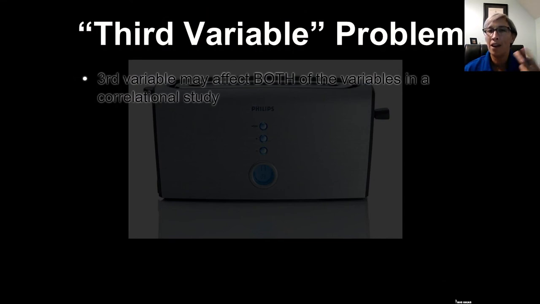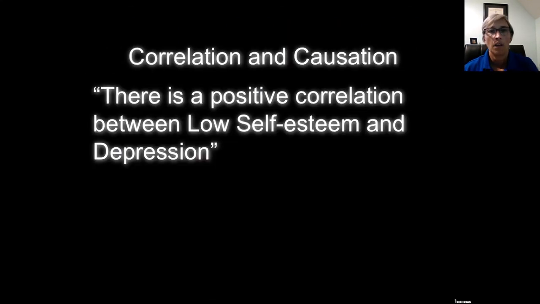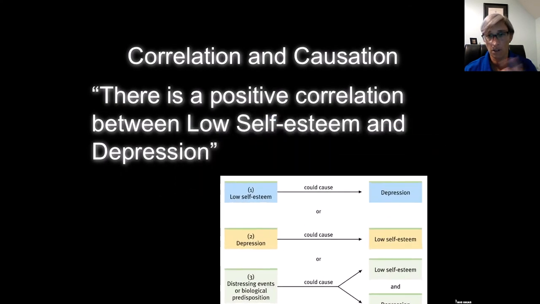So there may be another variable in these correlational studies that we didn't account for, like family income. If you're buying more toasters, you're not having as many children because now you can also buy birth control. Correlation and causation: there's a positive correlation between low self-esteem and depression. I mentioned that just a bit ago.